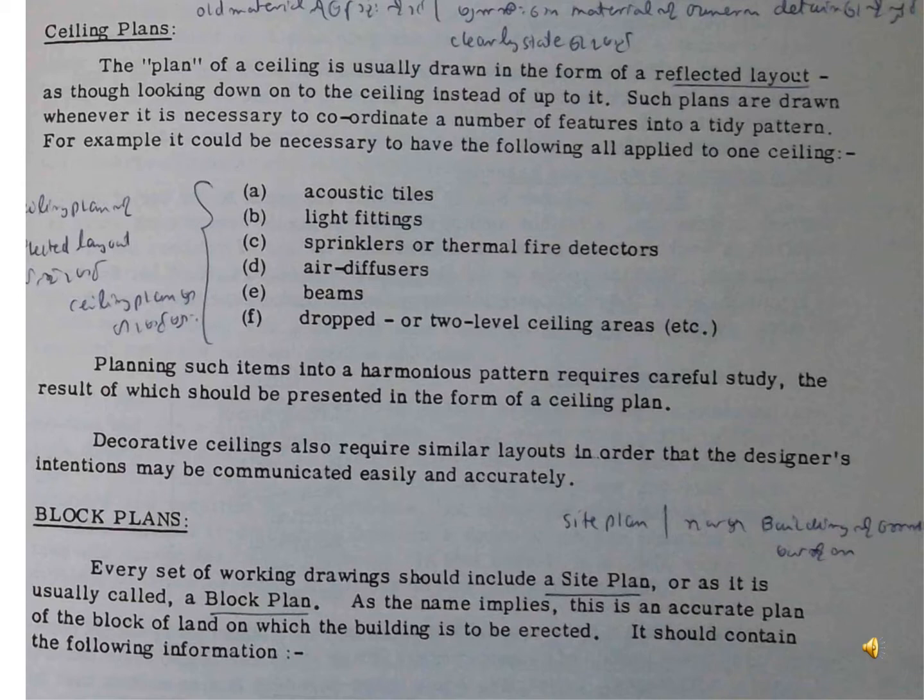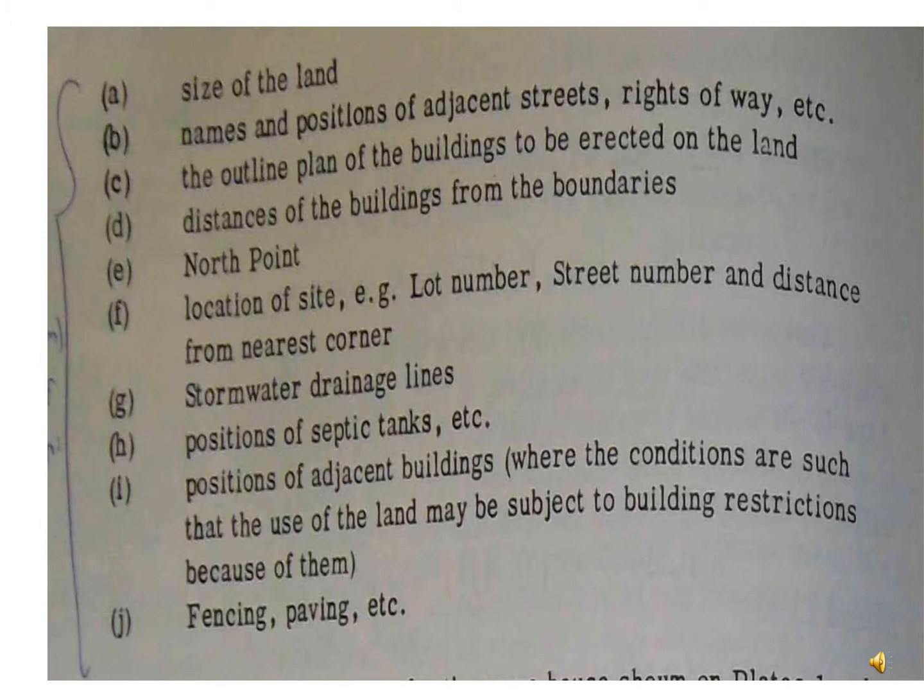The contents of the block plans. The block plan should include the site of the land, names and position of the adjacent streets, right of way, and the outline plan of the buildings to be erected on the land, and the distance of the building from the boundaries, north point, location of the site, lot number, street number, and the distance from the nearest corner, storm water drainage lines, position of the septic tanks, position of the adjacent buildings where the conditions are such that the use of the land may be subject to building restrictions because of them, and the fencing and the pavement, etc. So those things have to be included in the block plan.